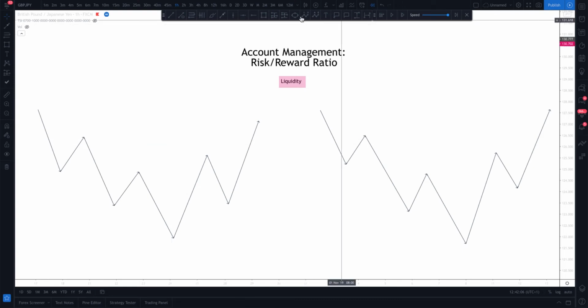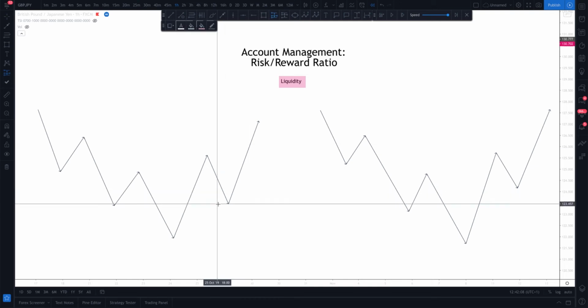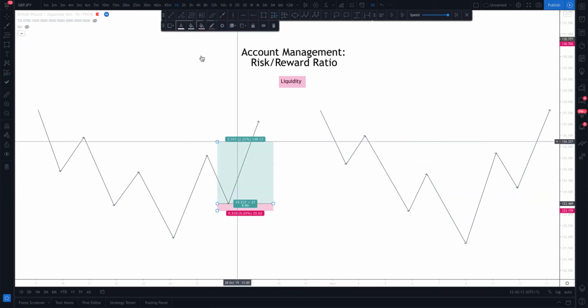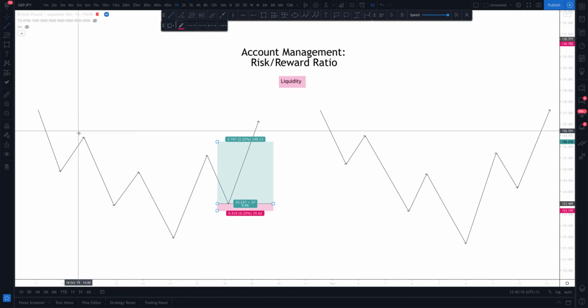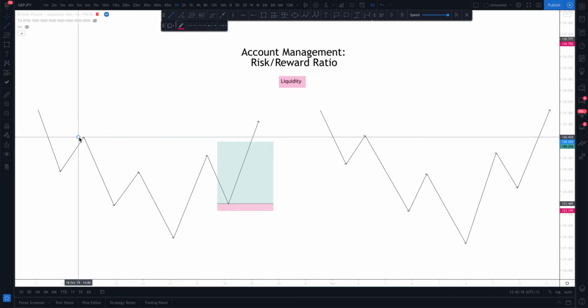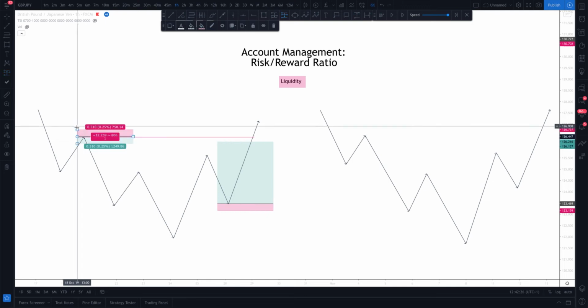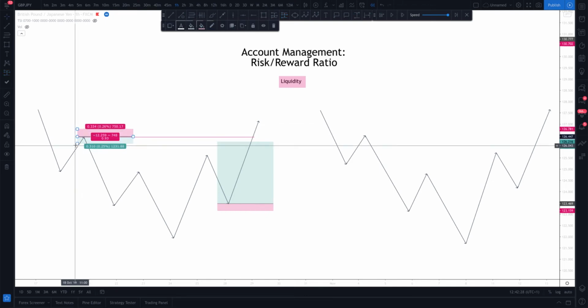So I just want to quickly show you something. Let's say, for example, this here is a trade of someone and they want to take their profit when price takes this liquidity point here. Let me give you a better representation. So let's say someone sold here. They have their stop loss here.